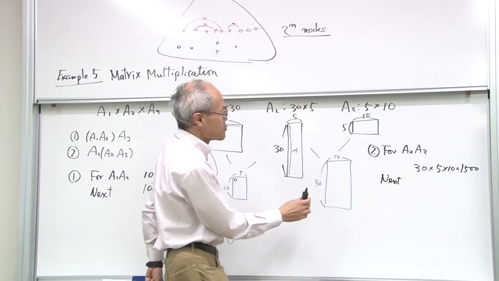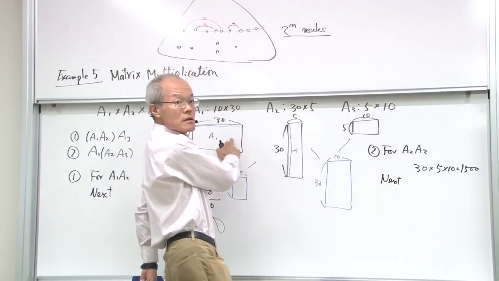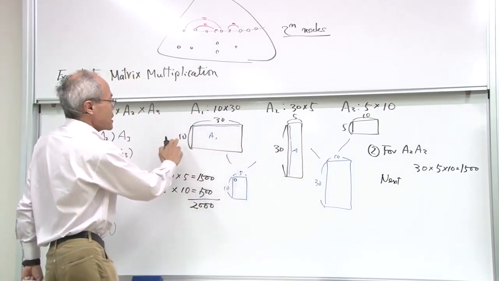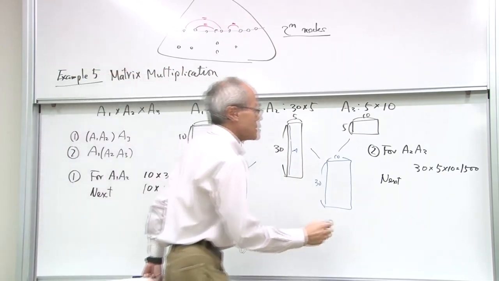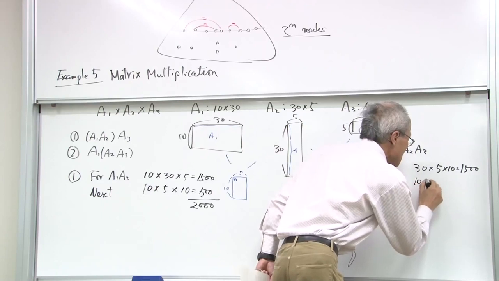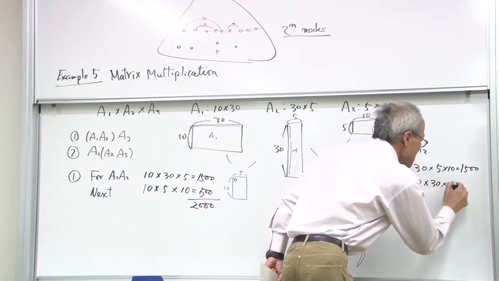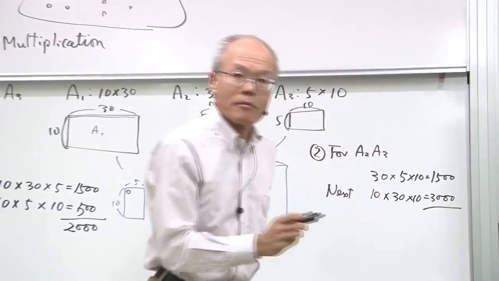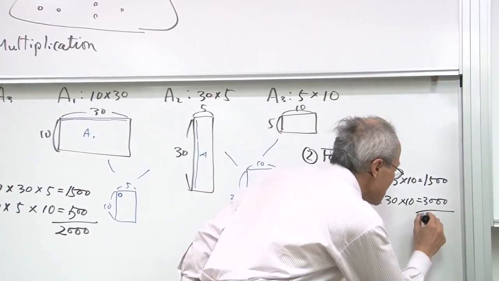Then next, I need to multiply this guy and this guy, right? This guy, this guy, and this guy. Then this is pretty big: 10 times 30 times 10 is equal to 3,000. The total amount of work is 4,500.